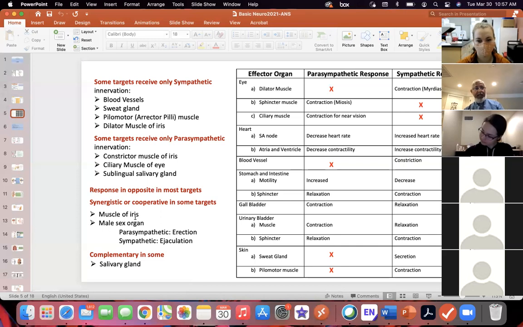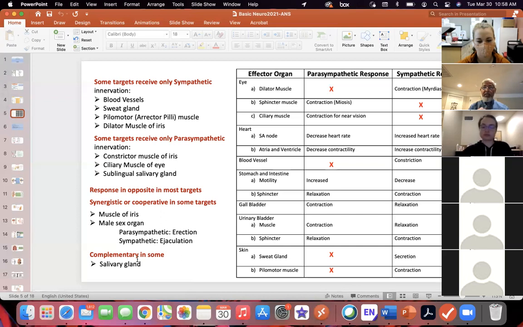Okay. Now, on the male sex organ, the parasympathetic and sympathetic are synergistic. They don't produce opposing responses. Erection is done by parasympathetic stimulation and ejaculation is a function of sympathetic stimulation. So they are synergistic, not opposite to each other, complementary in some organs, like in the salivary glands. If you stimulate parasympathetic, it will cause the release of watery secretion from your salivary gland.